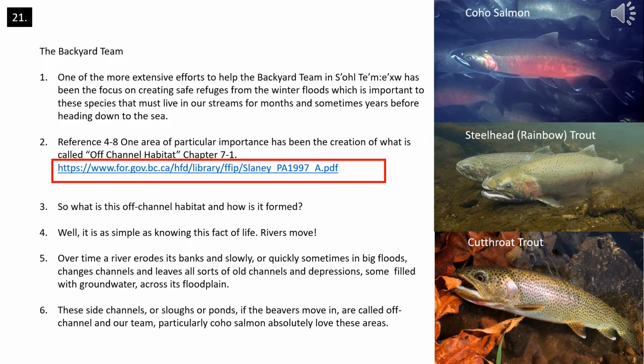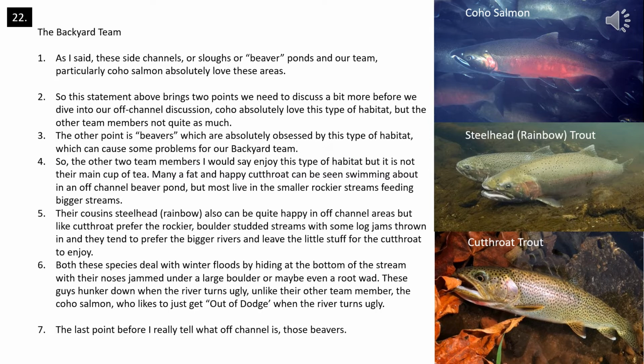Now these side channels or sloughs or ponds, if the beavers move in, are called off-channel habitat. And our team, particularly coho salmon, absolutely love these areas. The creation of off-channel habitat has been far and away the most important and effective technique to improve the productivity of coho salmon streams here in Skaushtamuk. And we're going to talk about why.